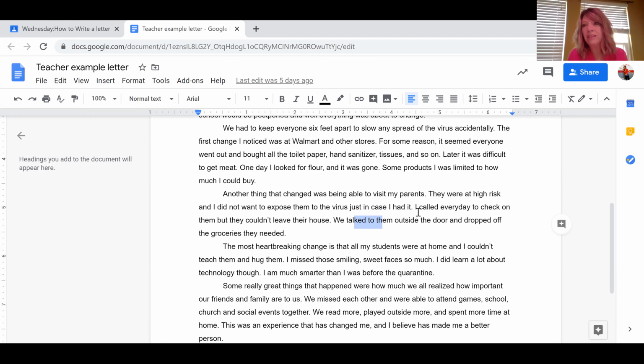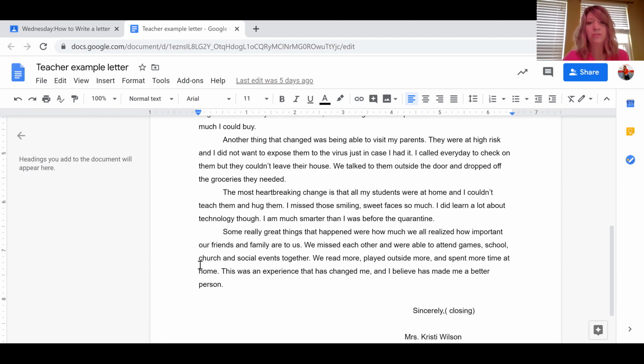Now I cannot edit this right from here, but do you guys notice I have a run-on sentence? I called every day to check on them, comma, but they couldn't leave their house. I have noticed a lot of errors here, a lot of places that need commas that I didn't write in. So be careful of that, right? I was in a hurry and I didn't double check. We talked to them outside the door and dropped off the groceries they needed. So right, that's really different. And that's what we had to do for their birthday this weekend too.